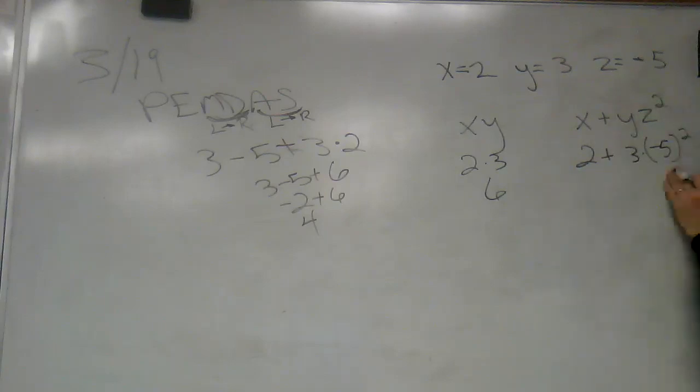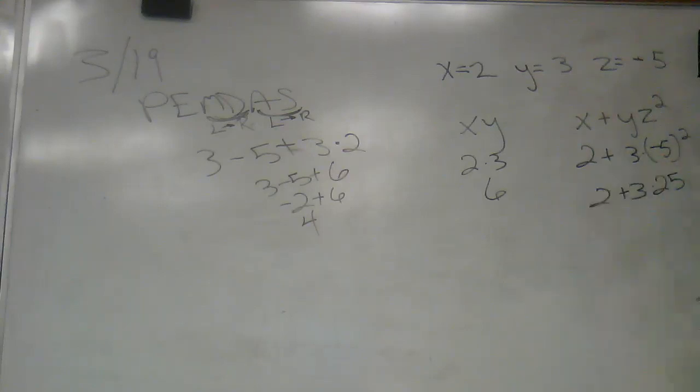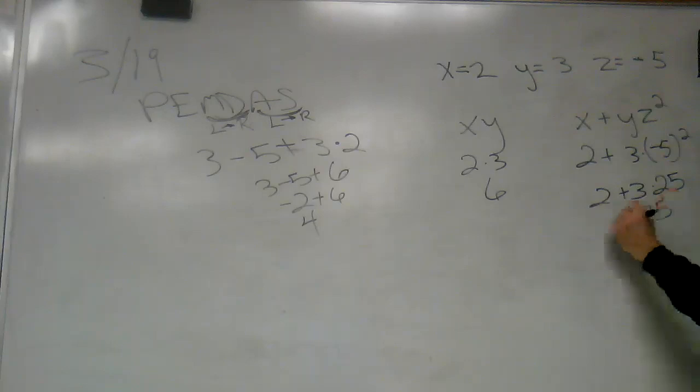So here we have an exponent. The parentheses are just there to show we've got a negative, but we have an exponent. -5 times -5, +25. Then now we have multiplication. We multiply before we add.